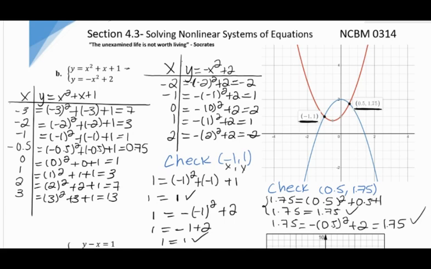So it checks. So that means that my solutions are negative 1 comma 1 and 0.5 comma 1.75.